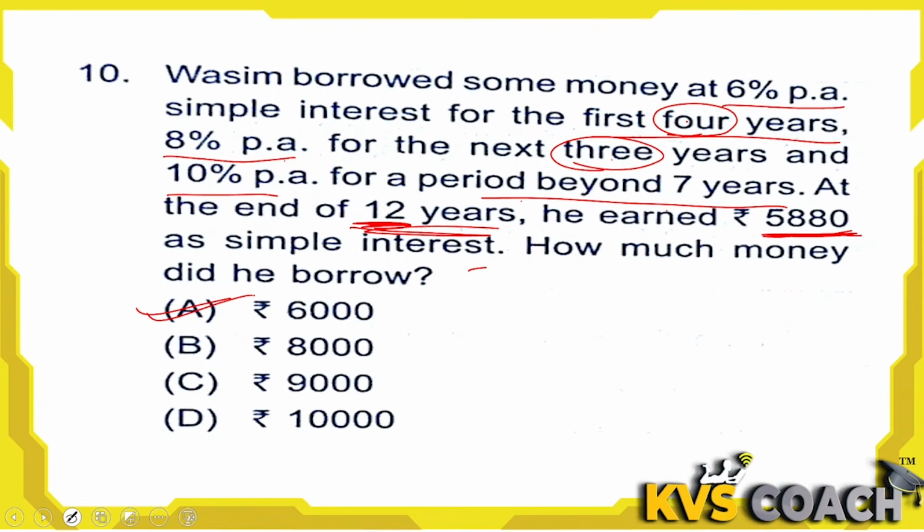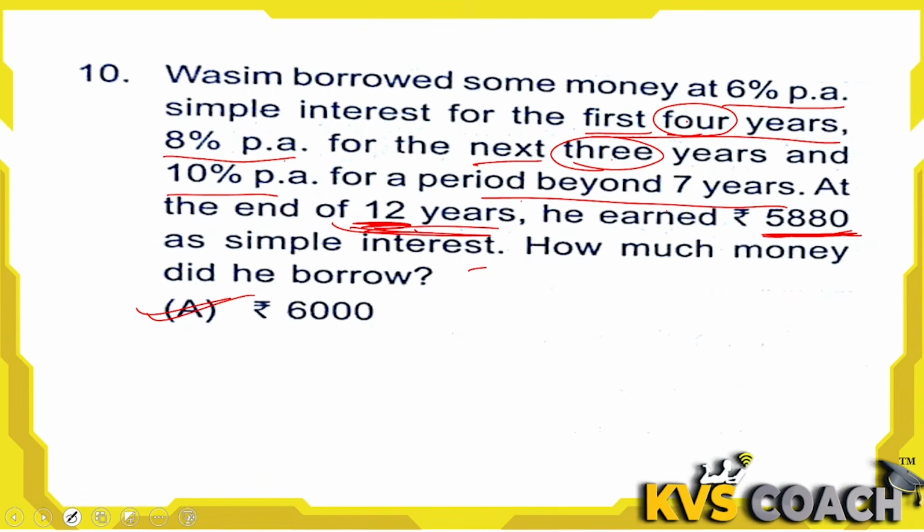Got it now? How to solve this question? We have two steps here. In the first step, we have to calculate the simple interest for each period: that is the first period, the second period, and the third period. Now we have to add all three periods' interest, and we will get the principal amount. So the right answer here is A.